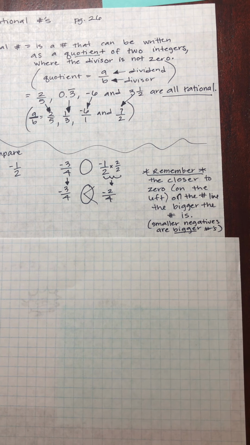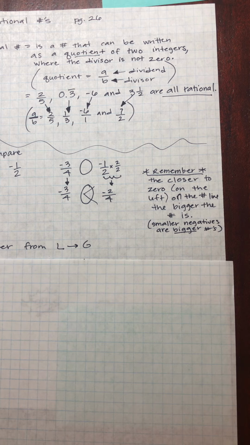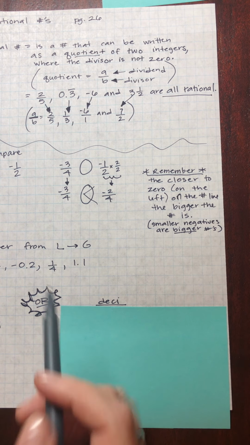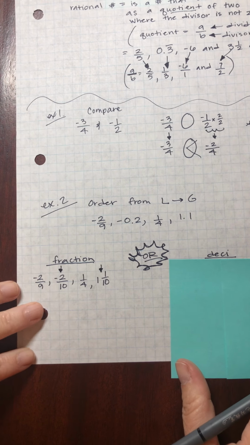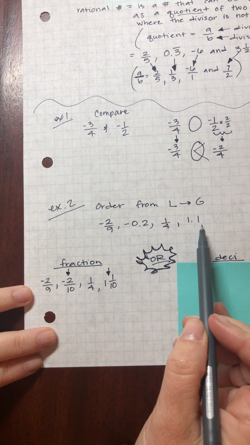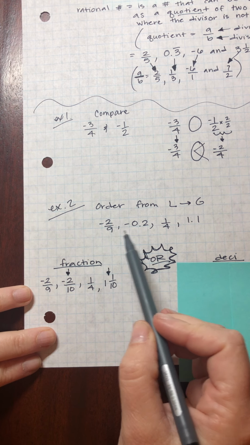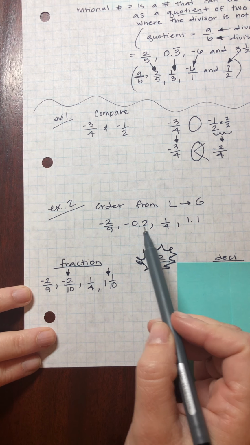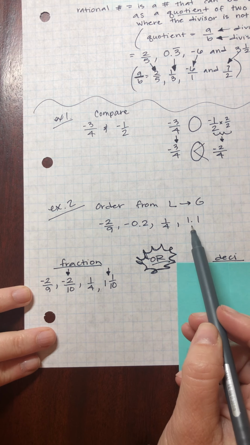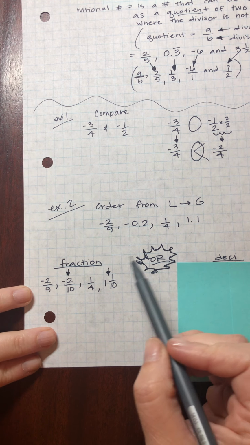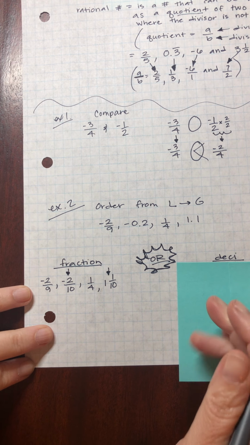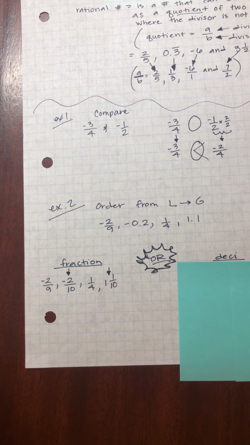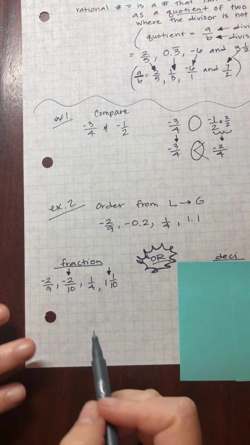Okay? All right, the second one, similar to yesterday, we're going to order from least to greatest. And I want to make sure you can see okay. We have 4 different numbers, so -2/9, -2/10, 1/4, and 1 1/10. And we want them in the same form. So you can do fraction or you can do decimal. Okay, so I did both. We're going to do both for our notes. And in your homework, you can pick one. You do not have to do both ways.